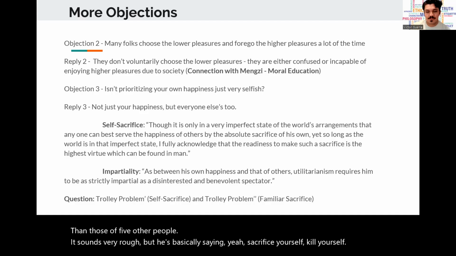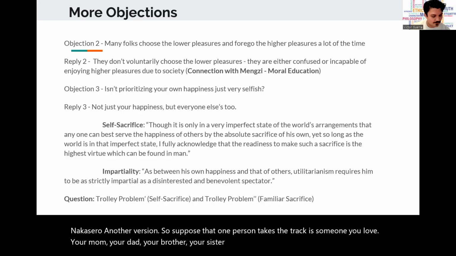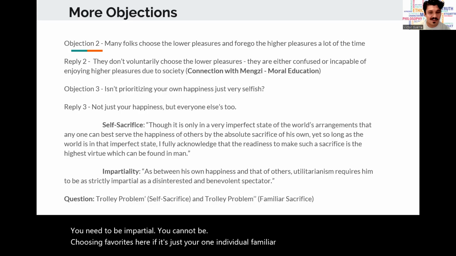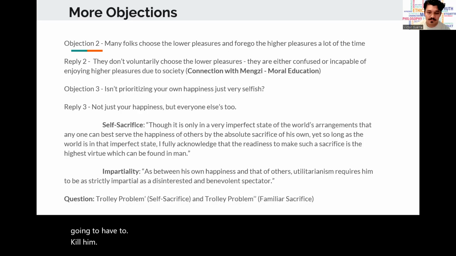Now consider another version. Suppose that one person tied to the track is someone you love, your mom, your dad, your brother, your sister, whatever. You need to be impartial. You cannot be choosing favorites here. If it's just your one individual familiar, loved one on the track, you're going to have to kill them.